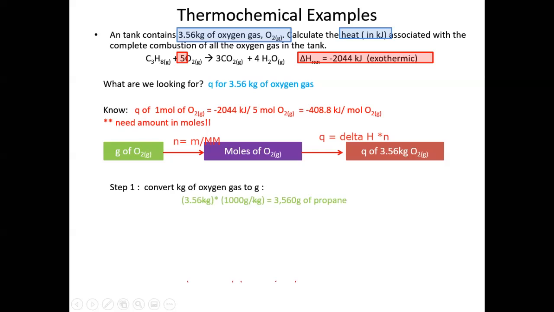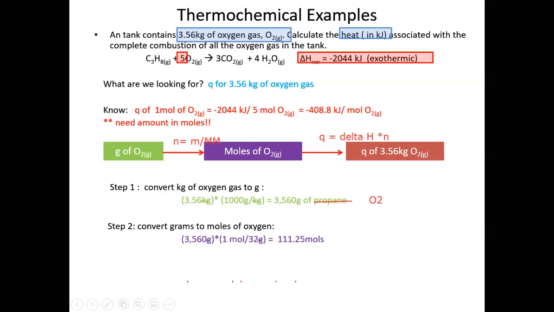So for step 1, we convert the kilograms to grams. And this should be oxygen, it's not propane. Let me make that correction here. So this should be oxygen. So that's O2. So we have 3,560 grams of O2.